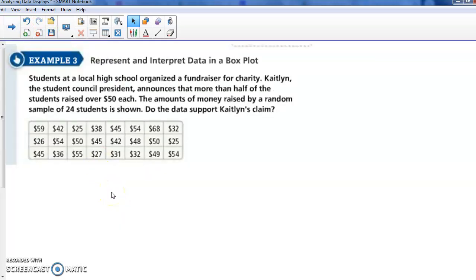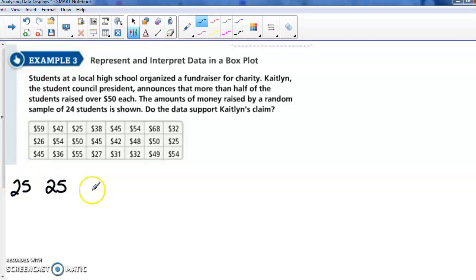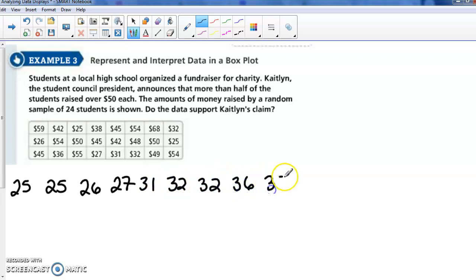Next, we can figure out and interpret information and try to find what's called a box plot, also known as a box and whiskers. So when we do that, the first thing we have to do is put the data in order. So I would put 25, 5, again, I'm simply taking the data that is provided above and putting it in numerical order.